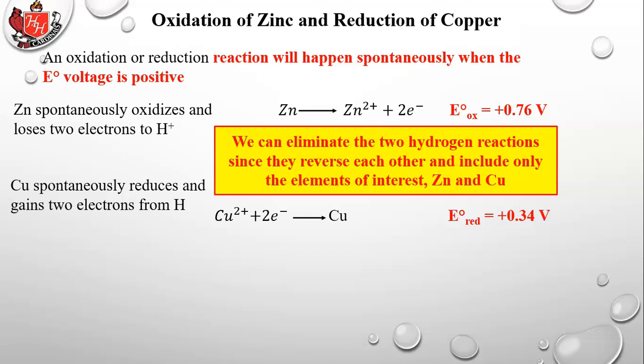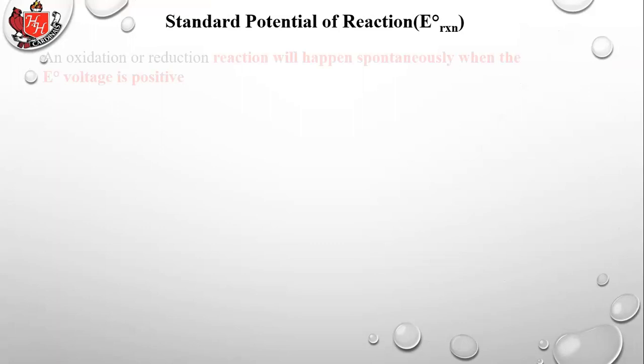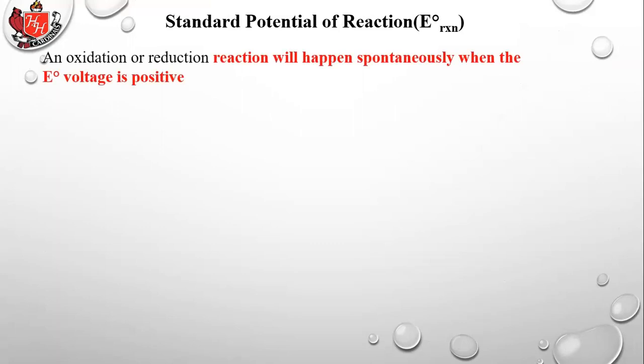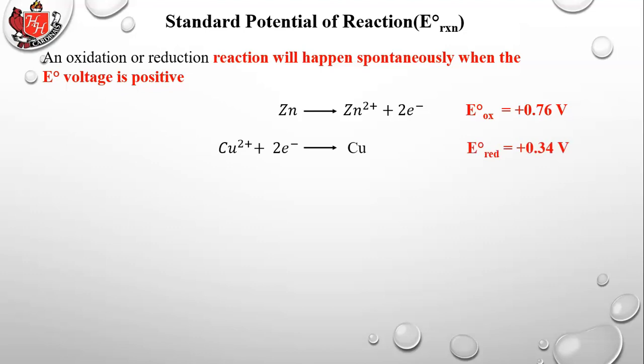And the voltage, the potential difference that you will get from that, that's the amount of gravity pulling those electrons, is the 0.76 plus the 0.34. So an oxidation or reduction reaction will happen spontaneously when the standard voltage is positive. So zinc gives up 2 electrons, and it does that naturally to produce 0.76 volts. And copper takes in 2 electrons naturally to have 0.34 volts.